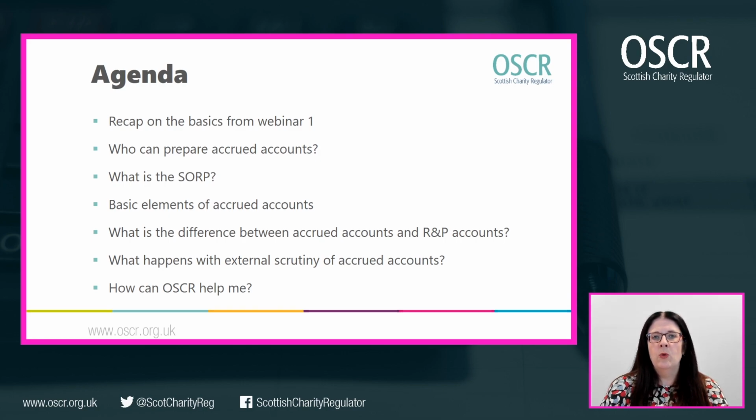Then we're going to talk about what is the main difference between accrued accounts and receipts and payments, or R&P accounts. Then we're going to round off by looking at what happens with external scrutiny of accrued accounts, and then finally look at how OSCR can help you with all the guidance that we have available. So let's get started.